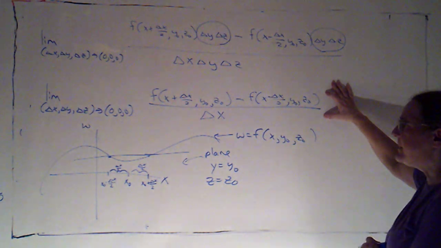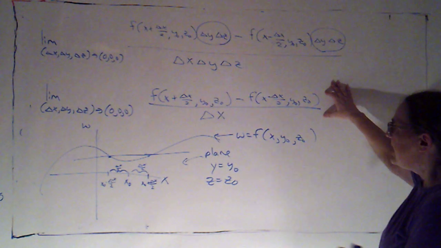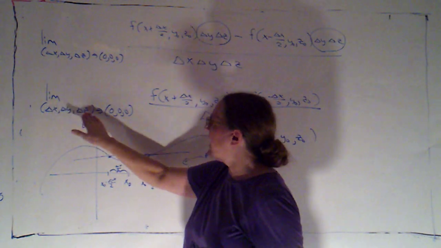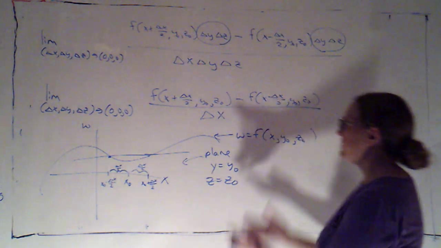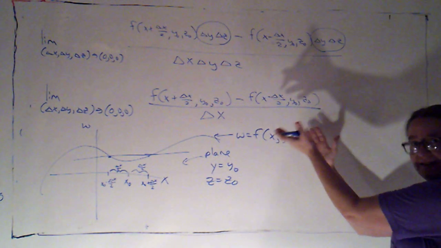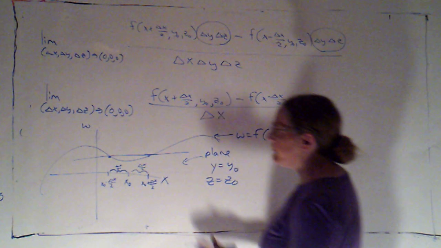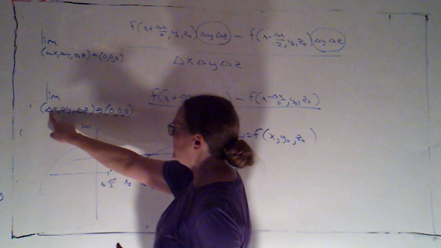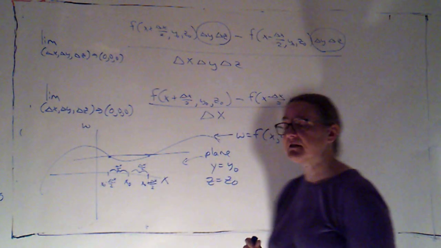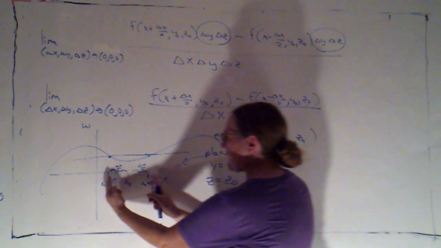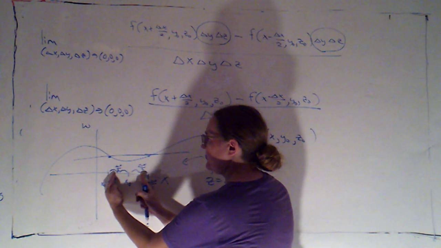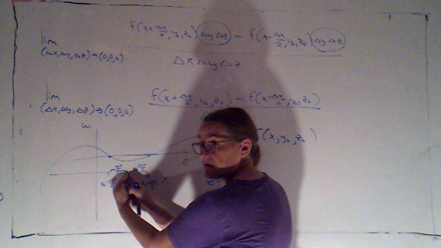Well, I'm taking the limit, okay? Now, delta x, delta y, delta z are all going to 0. There are no delta y's and delta z's in this formula. So for practical purposes, all I'm concerned with is the fact that delta x is going to 0. So as that happens, these 2 points are moving closer and closer and closer to x naught.